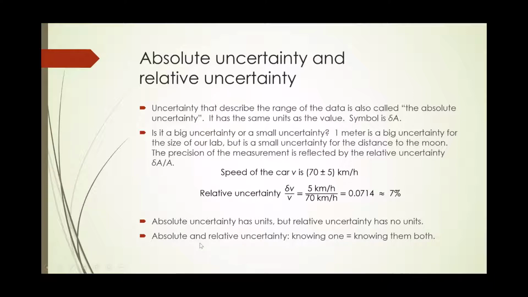There are two things that we should remember. One is the absolute uncertainty has the same unit as the value, but relative uncertainty has no units. And the other one is it's easy to convert between the two. You take the absolute uncertainty divided by the value, you get the relative uncertainty. But in our labs, most often we are doing it the other way around. You find the relative uncertainty first and then multiply by the value to get the absolute uncertainty.